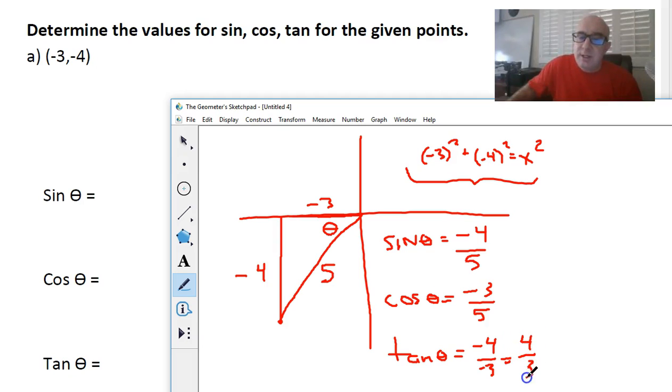I want you to notice something using our CAST rule. In this quadrant, tangent should be positive. And look, tangent's positive, cosine is negative, and sine is negative. And so these would be the values I would write down. They don't ask you for the reference angle, but we could do that. You could do the inverse of one of these to get that angle value.